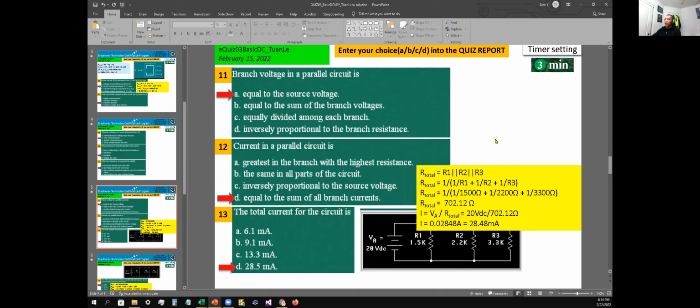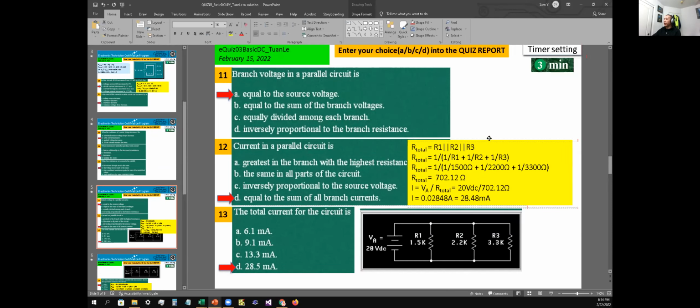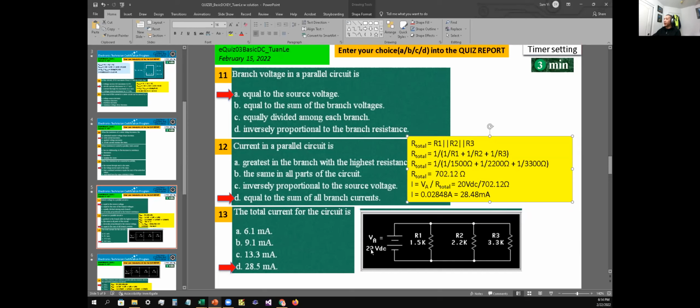Okay, number 11, branch voltage in a parallel circuit is equal to the source voltage. Doesn't matter which one it is. Like you said, either we measure here, so measure voltage 20 volt here. You can measure here, it's still 20 volt. Measure here, it's 20 volt. Measure here, it's still 20 volt. Okay, so therefore it's equal to the source voltage. So A as in apple for number 11.